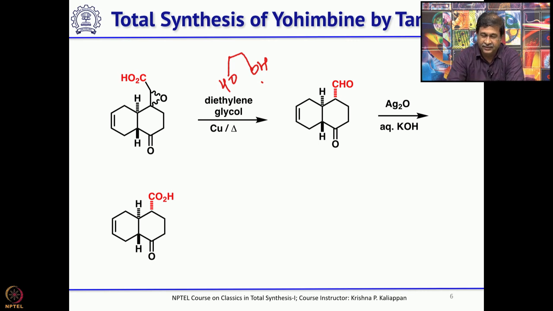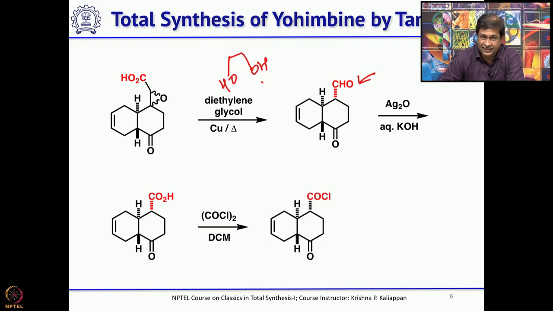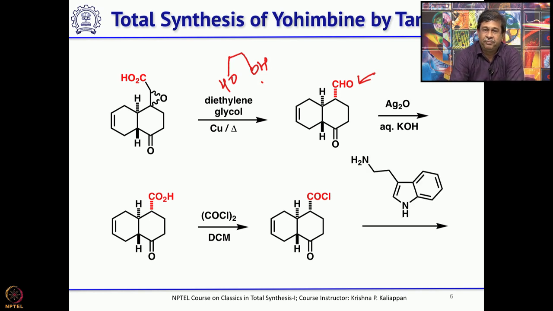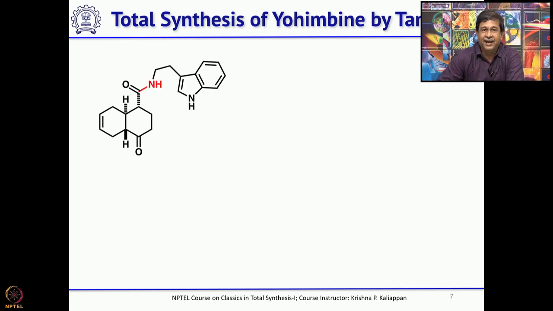Now the aldehyde was easily oxidized at room temperature with silver oxide to get the corresponding carboxylic acid, and that carboxylic acid was converted into the corresponding acid chloride, followed by treatment with tryptamine. So it basically forms the corresponding amide.